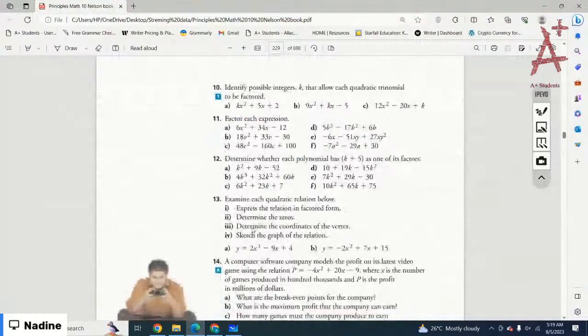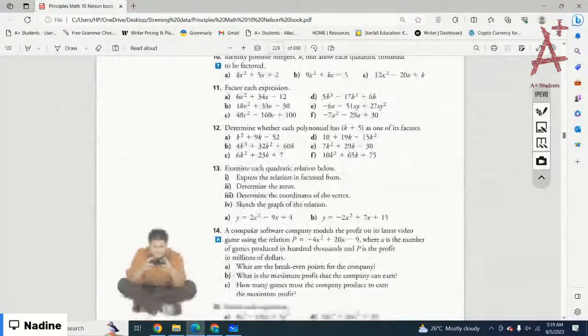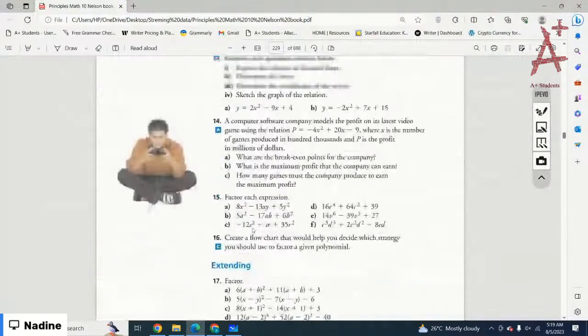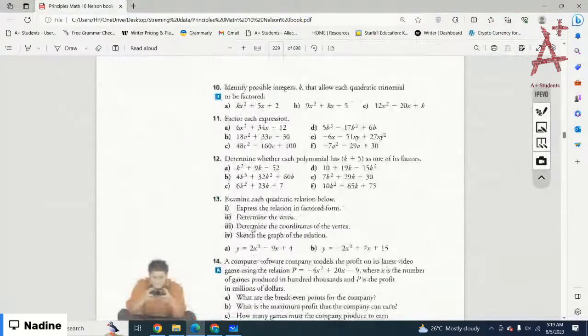Okay, let's just start with question number 11. That is, factor each expression. 6x square plus 34x minus 6.